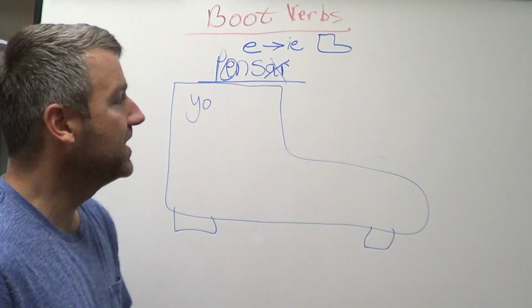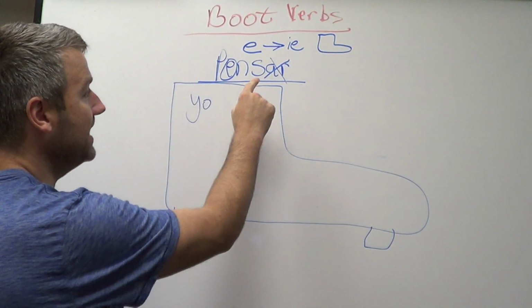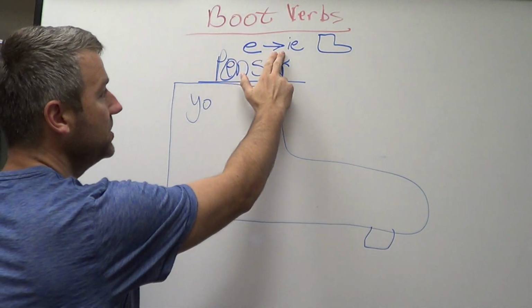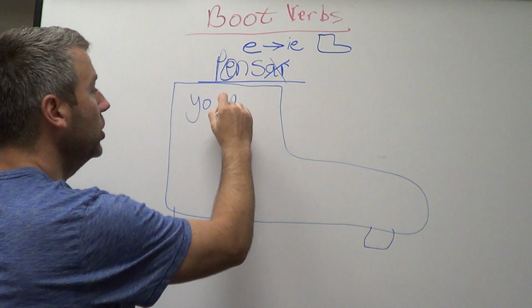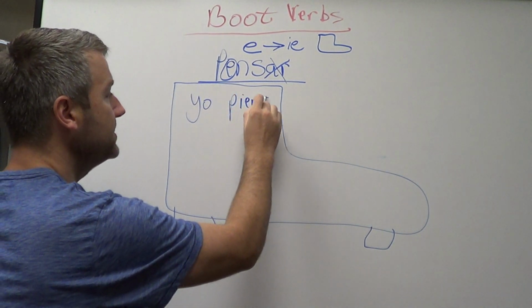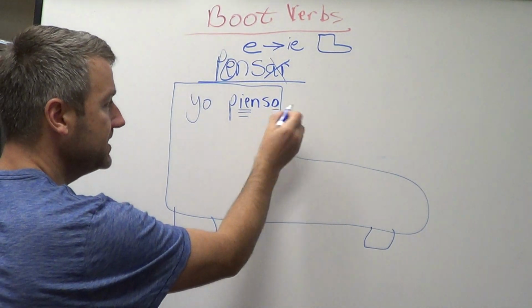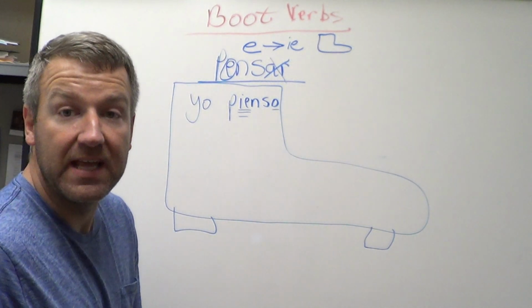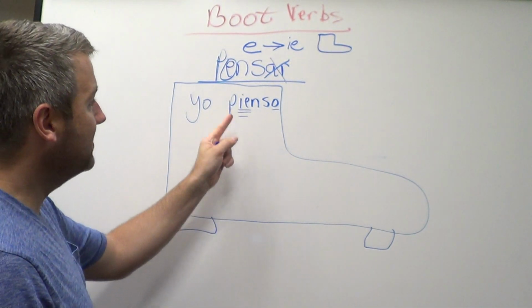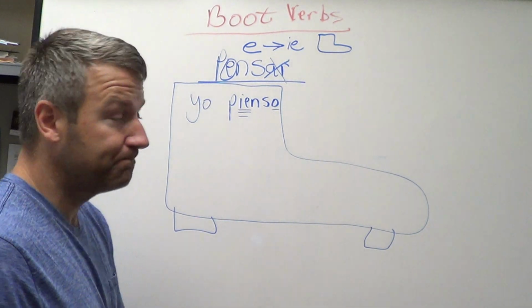Whatever helps you best. So, let's see what we can do right here. We know that pensar is going to change an E to an IE inside that boot. So, yo pienso. Alright, you see that? The O is still the same, just like it is for any yo form of any AR verb. But we have to change that E to an IE. It's just a spelling change, okay?